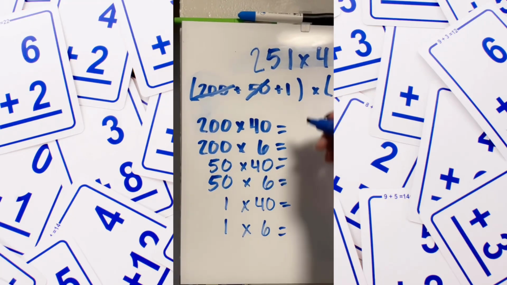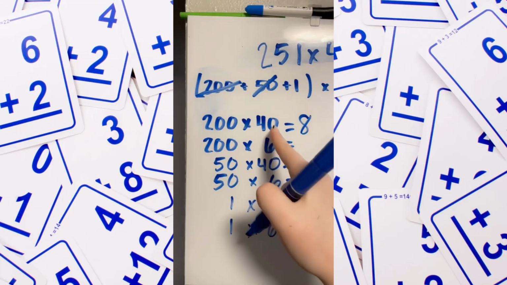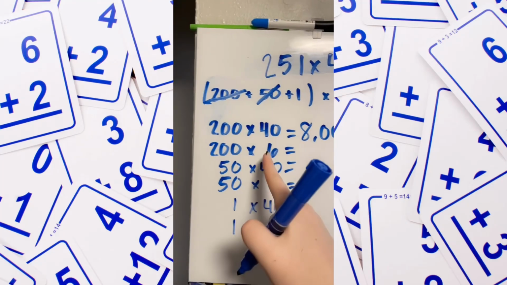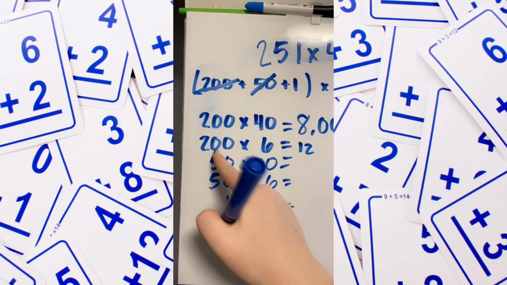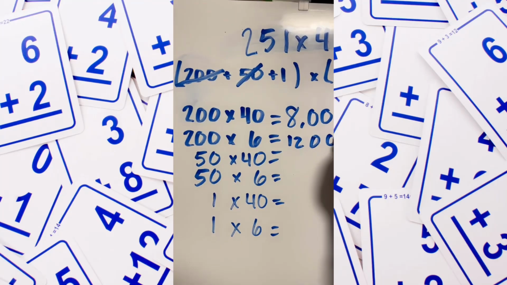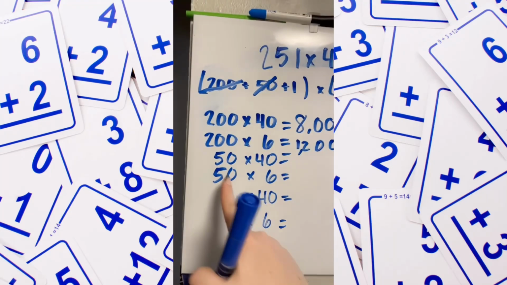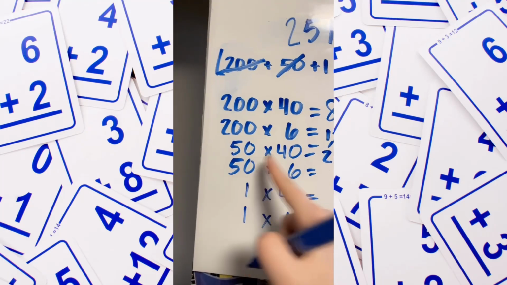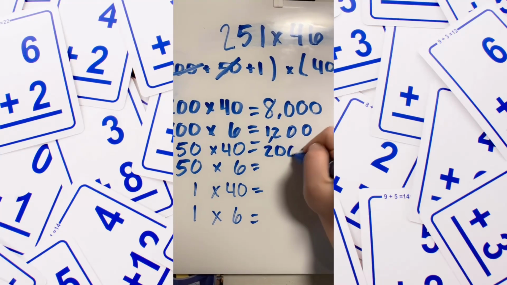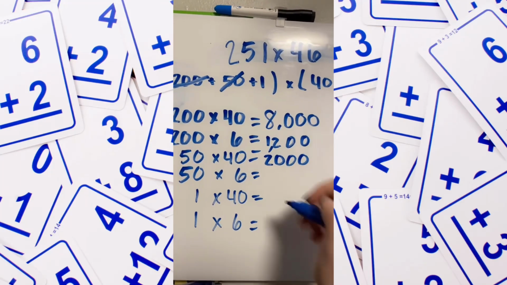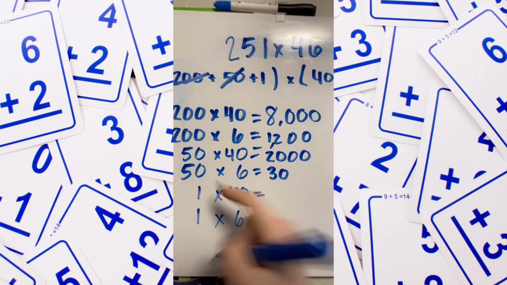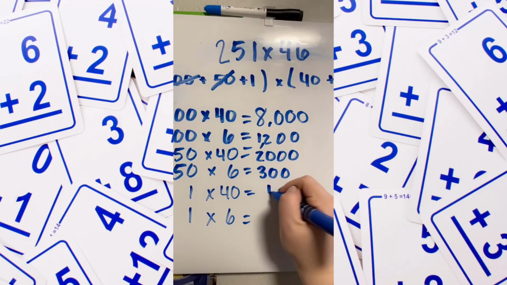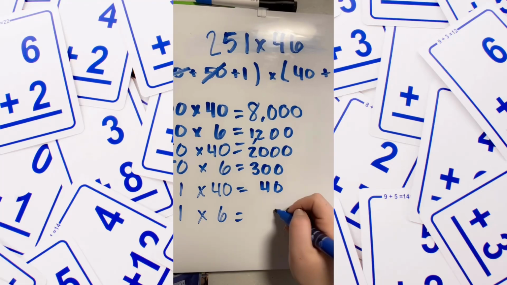2 times 4 is 8, and then we have 1, 2, 3 zeros, so that makes it 8,000. 2 times 6 is 12, and we have 2 zeros, so that makes it 1,200. Then we have 5 times 4 is 20. We've got 2 zeros, that makes it 2,000. 5 times 6 is 30. We've got 1 zero here, so that makes it 300. 1 times 4 we know is 40, and 1 times 6 is 6.